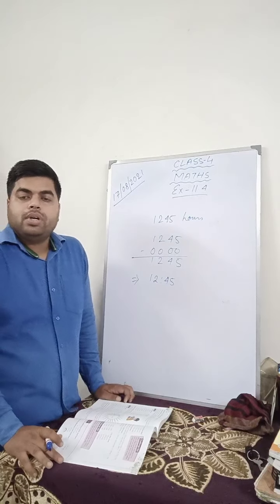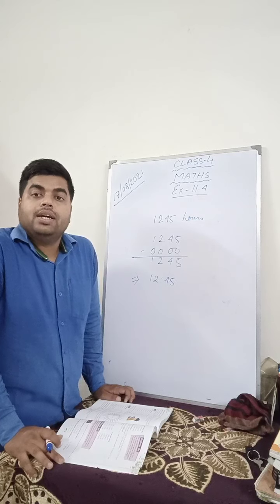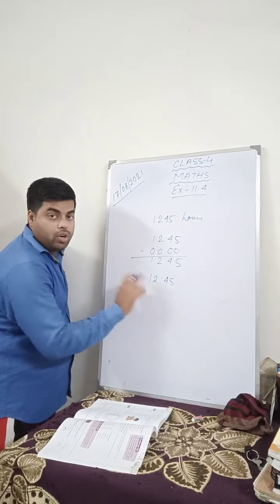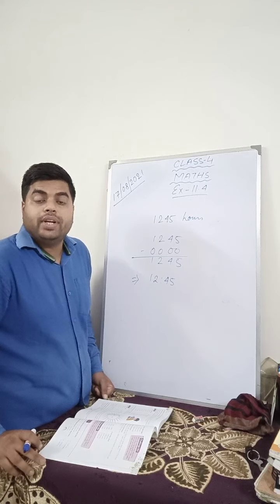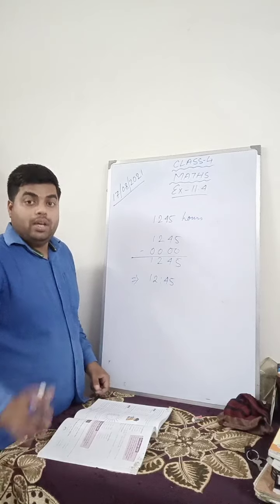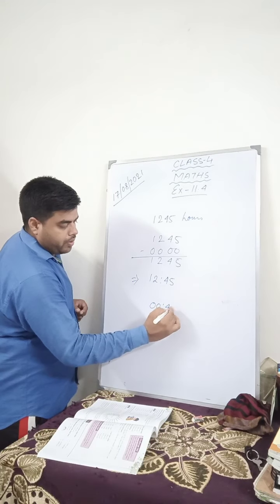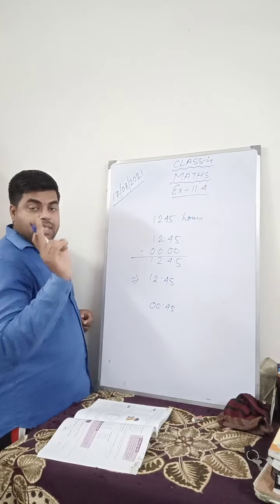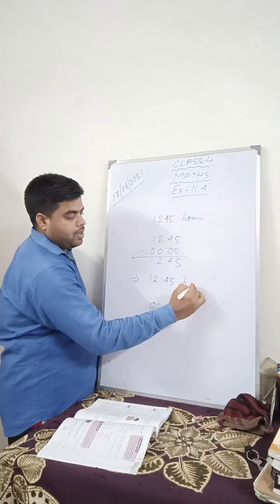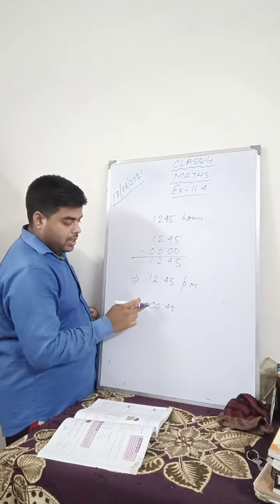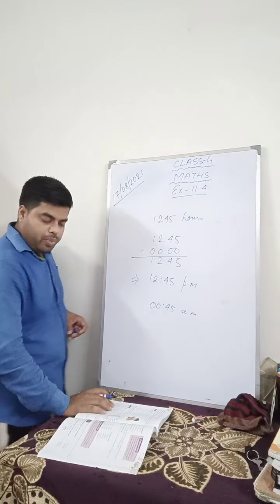Here, AM or PM? If it is night, they will write 00 in place of 12, then 45. They will not give you 12; if they give 12 at night, they will write midnight. And if it is in the daytime, they will give you 12 in the hour place, so you will write PM. If in place of 12 they had written 00, then this would have been AM. I hope you have understood, children.